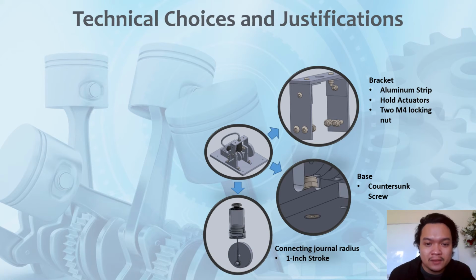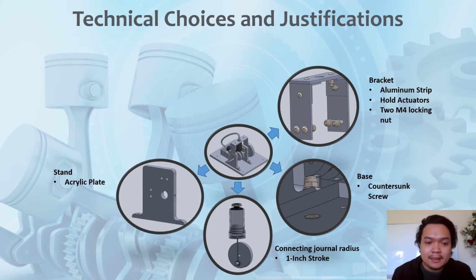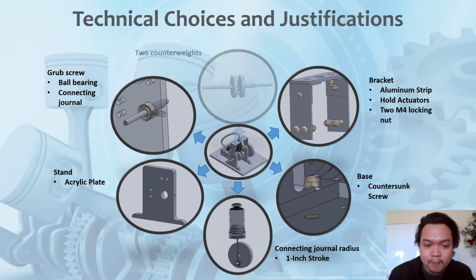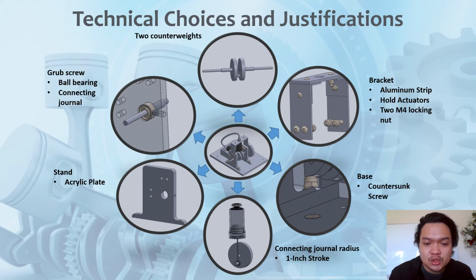Next is the radius of the connecting journal to the center hole of the counterweight. It has been calculated and fixed to ensure the stroke is maximized, which is 1 inch of the actuators. Next, the stand is made from acrylic plate because it will be laser cut to measurement. Next, we use grub screws to hold the ball bearing in place to the stand and the connecting journal to the counterweights. This will secure the ball bearing and connecting journal without the use of any other item such as Loctite and locking nut. Finally, our design uses two counterweights to keep the engine in balance.